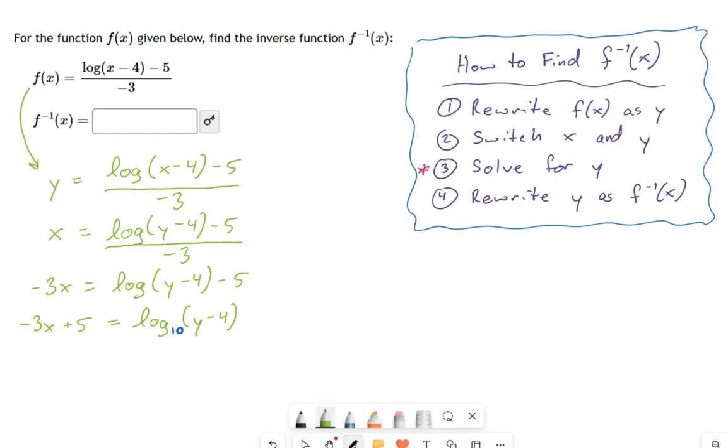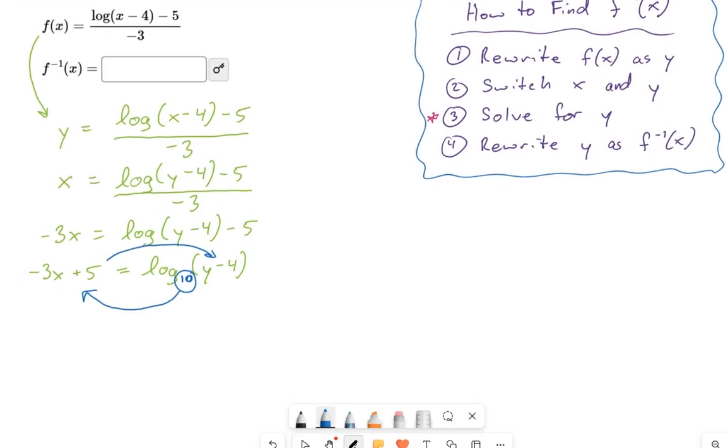But I need to remember it's there because the next step, what I'm going to do, is take this logarithm and try to turn it into an exponential function by taking that base, raising it to this power on the left, and saying equals the argument of the logarithm. Okay, this is the swoopy thing that we do in class a bunch of times. So when I rewrite that, look what it turns into. It turns into 10 to the -3x plus 5 equals that thing in the logarithm, y minus 4.